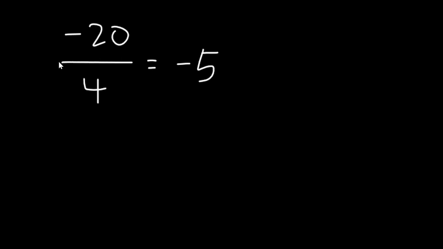The thing to keep in mind is that the fraction, the line, is the same as the division sign. This is equal to negative 20 divided by 4. Except, as I said, try to stay away from the division sign as much as possible, because you will almost always see fractions. Fractions are one of the most important parts of algebra.